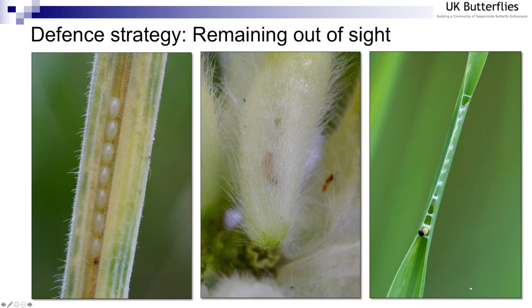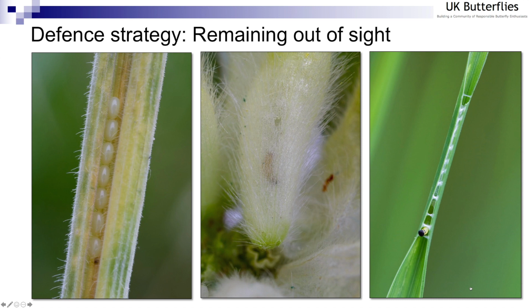Another strategy is remaining out of sight. So here we've got on the left-hand side some small skipper eggs laid in the grass sheath. On the right-hand side, we've got one of the skipper larvae that remains out of sight by creating a grass tube by essentially folding the two sides of the grass blade together using silk bands. As silk dries, it contracts and it then forms a cylinder that the larva lives within.